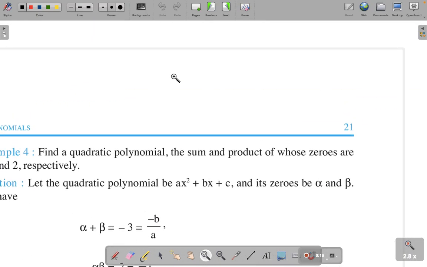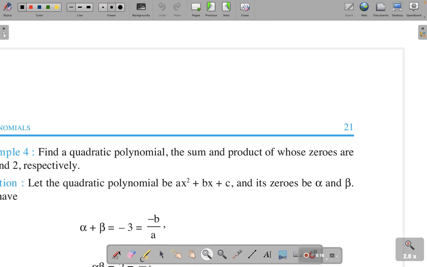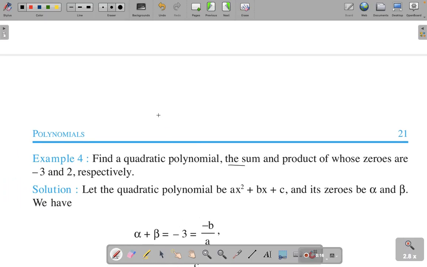Another type of question: find a quadratic polynomial, the sum and product of whose zeros are -3 and 2 respectively. So see, sum is given, so alpha plus beta is -3, and alpha beta is 2. When the sum and product of roots are given, you can write the equation in the form x square minus alpha plus beta x plus alpha beta.